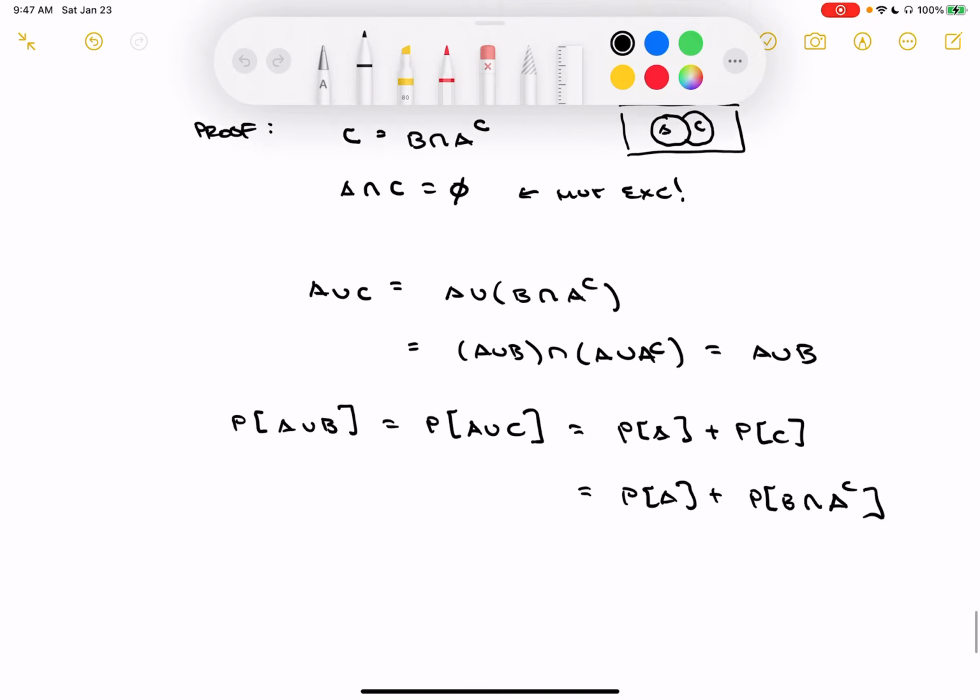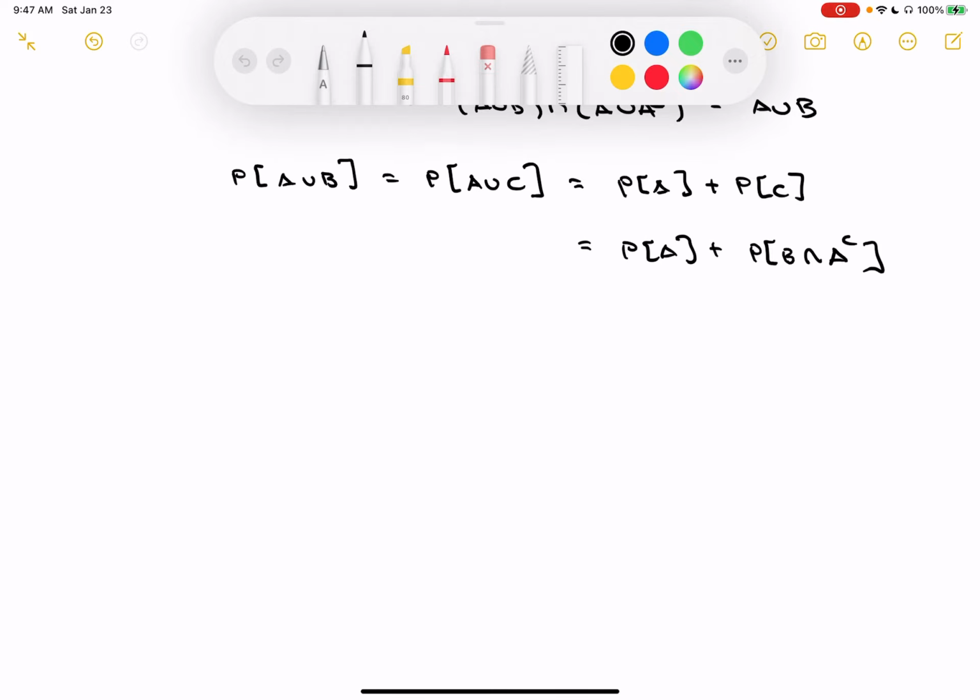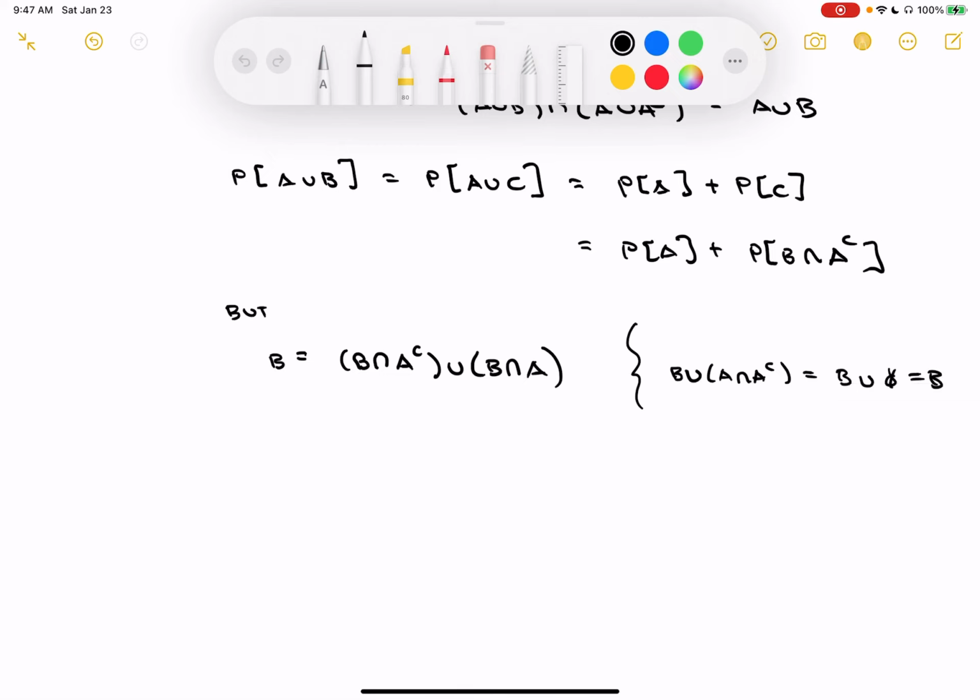I have just a little bit more work to do on this, so I'm going to look at an additional bit. I'm going to say, but I know that B is equal to B intersect A complement union B intersect A, okay? If you wanted to work that through, you could distribute this whole guy across. That would be B intersect (A complement union A), the distributive rule in reverse. That's B intersect S, which equals B, exactly as I wanted it to be.